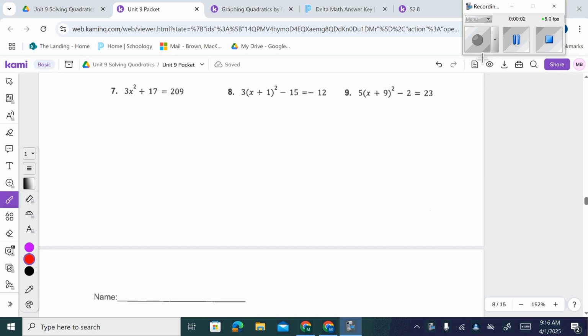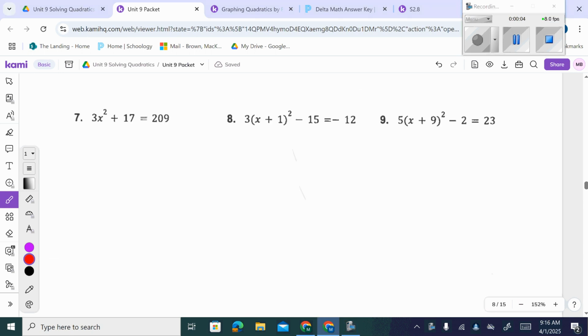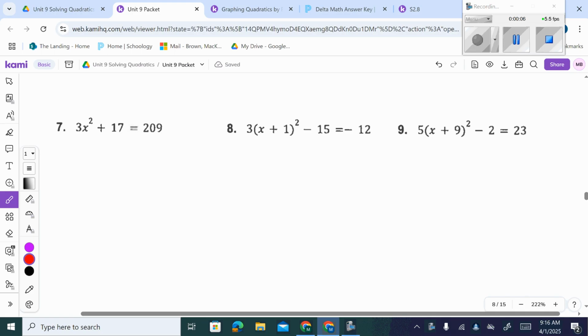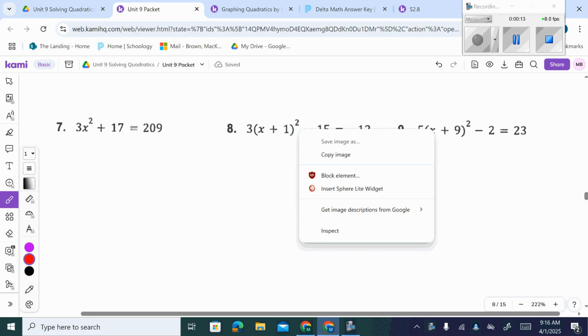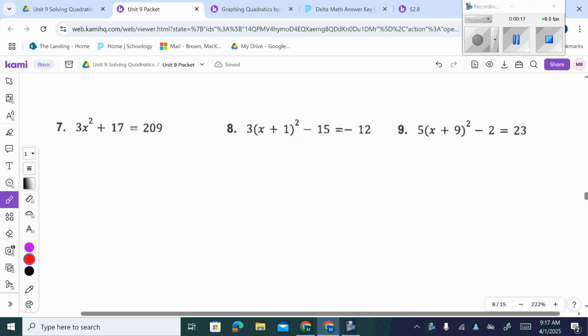Squared, okay? What's different about number 8? Just there's a lot more going on. But do you see how this is squared? Is it on the x or is it around the parentheses? It's around the parentheses. So just like you wanted to get that x squared by itself, you're going to treat this the same way. You want to get the parentheses by themselves.